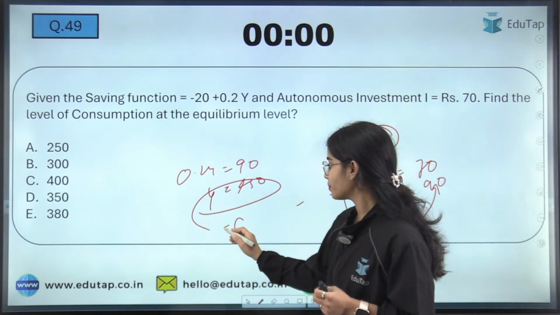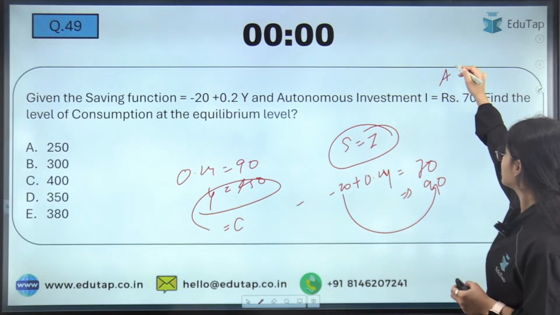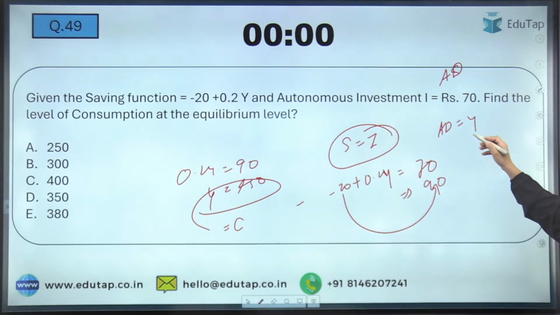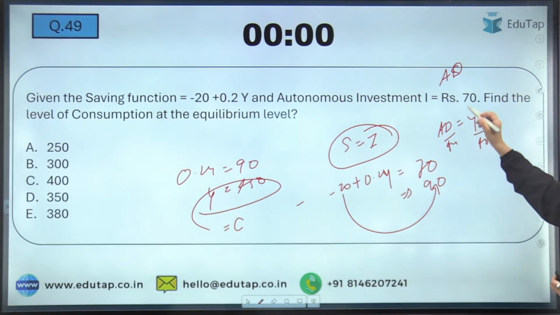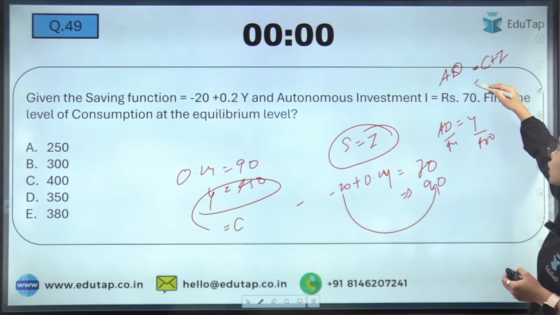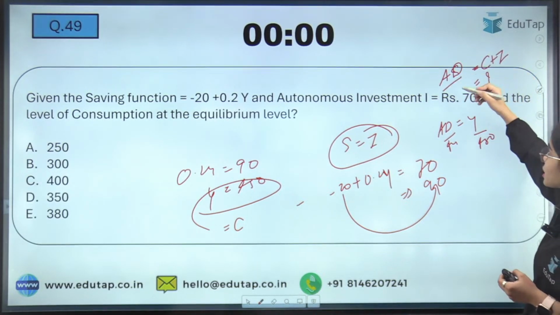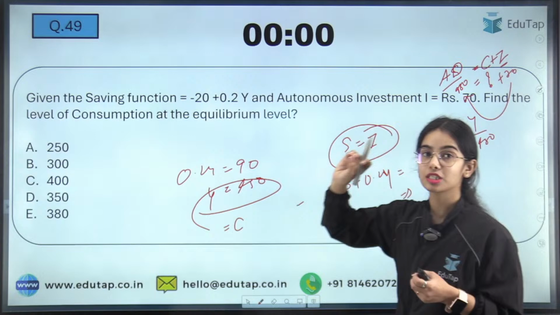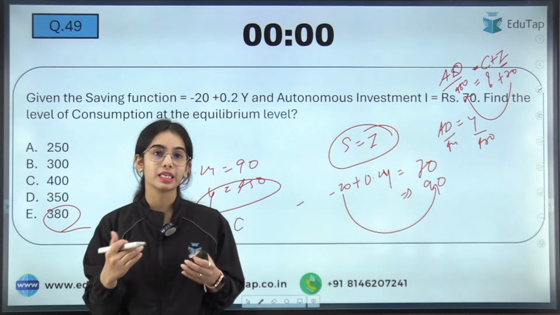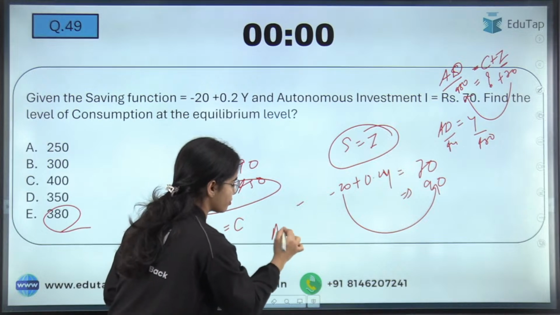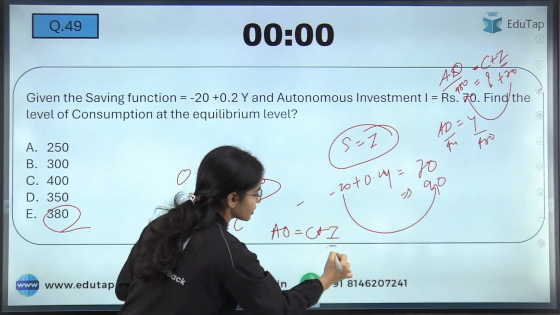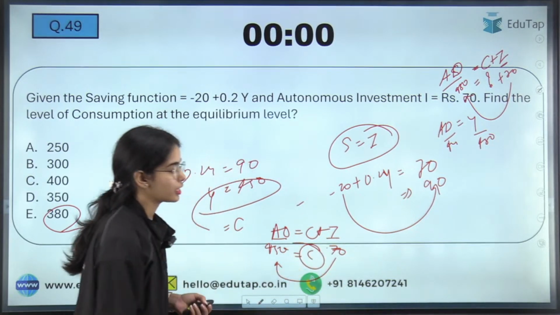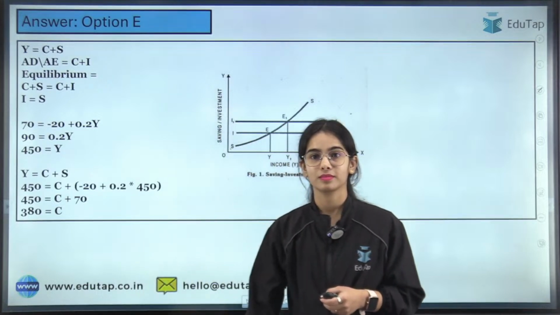Aggregate demand is equal to income. So if income is 450, aggregate demand is also 450, and aggregate demand is equal to consumption plus investment. So you have to calculate consumption. Aggregate demand is 450 and your investment is 70. So 450 minus 70, your consumption will become 380. Consumption will become 380. So this is the answer.